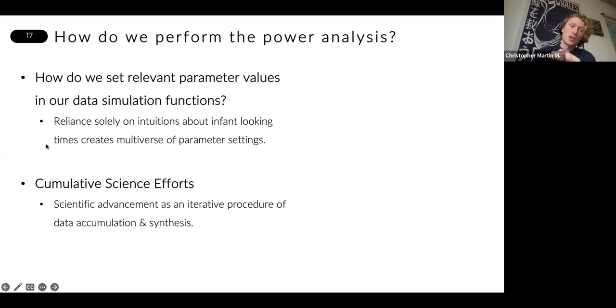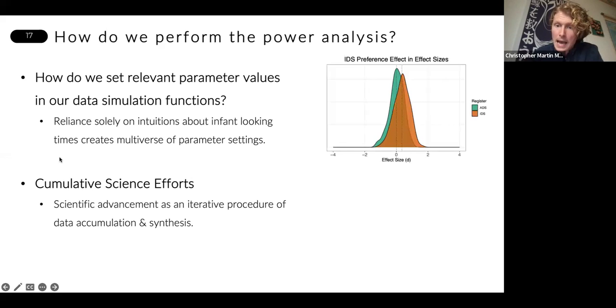And here, I would argue that cumulative science plays a really important role, in the sense that if we see scientific advancement as this iterative procedure of data accumulation and synthesis through, for example, multi-lab replications like ManyBabies does, or meta-analyses, then we can use these resources to feed into our parameters to design future studies, right? So there's a feedback loop between what we know and what we are planning for. And in the next exercise, the RMD files, you'll look at converting the IDS preference effects to effect size distributions.